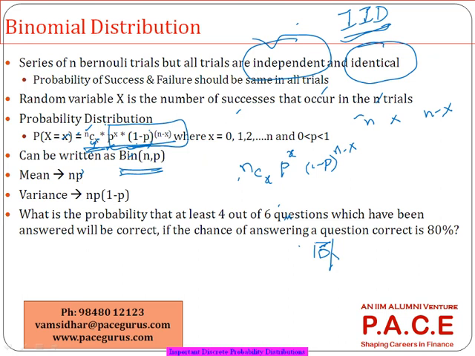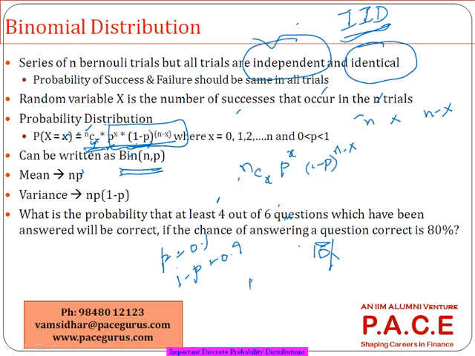Now, if I pick up any 10 policies at random, what is the chance that at least 2 of those policies will have claims? Getting a claim, I will take it as a success. Probability of success is having a claim, filing a claim. Probability of failure is not filing a claim. So probability of success P may become 0.1, 10%. 1 minus P may become 90%.